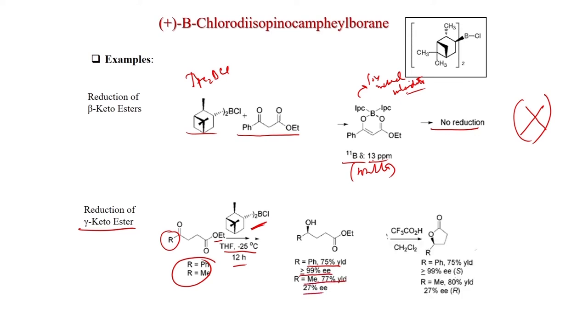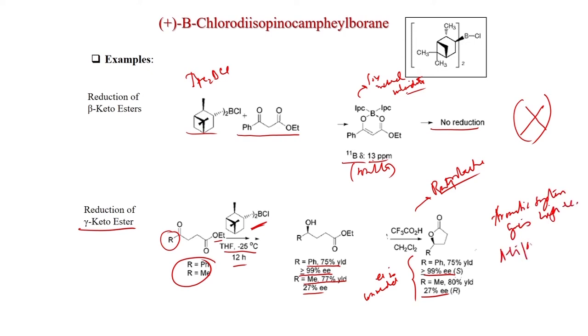E. And after trifluoroacetic acid treatment you get these butyrolactone derivatives. R is equal to phenyl, 99% E, and R is equal to methyl, this is 27% E. So, E is conserved. However, the aromatic system works nicely. Aromatic system gives high E. Aliphatic system gives poor E. So, only 27% E is observed when R is equal to methyl.